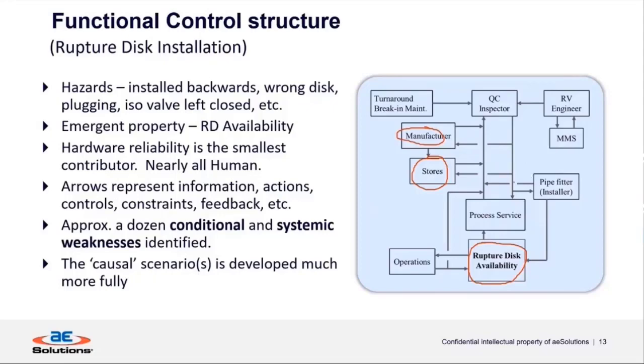So, for example, operations role. Let me get my pen centered here. That was found that, and let me back up a minute here. So the hazard, you can see the hazards here. You may have read it. So install backwards, wrong disk, plugging, isolation valve less closed. I mean, these are the things that we're analyzing to determine the rupture disk availability.